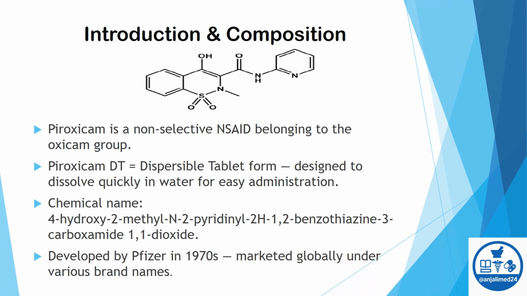Introduction and composition. Piroxicam is a non-selective NSAID which belongs to the oxicam family. The DT form is a dispersible tablet. This is suitable for patients who have difficulty in swallowing tablets whole. This also ensures faster onset and better compliance. It was developed by Pfizer in the 1970s.